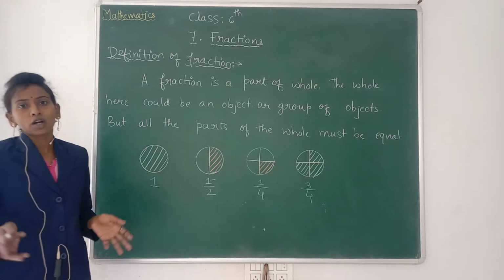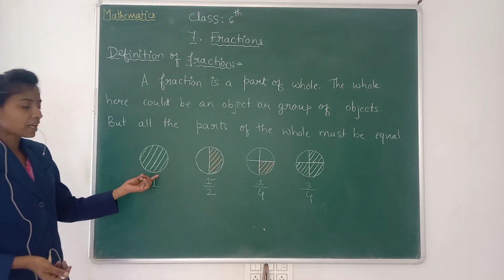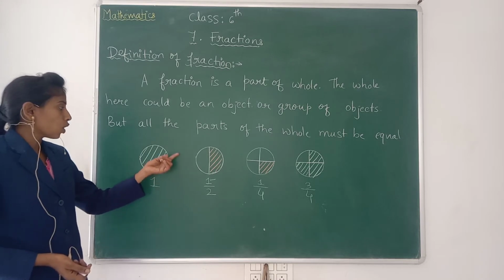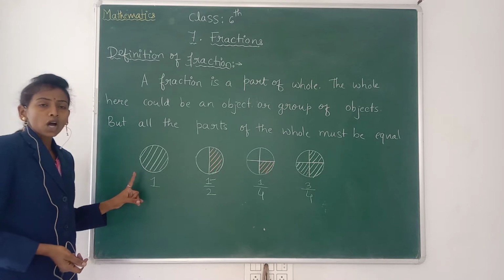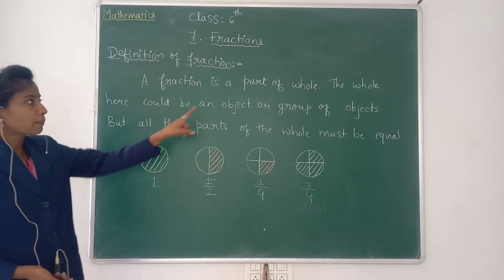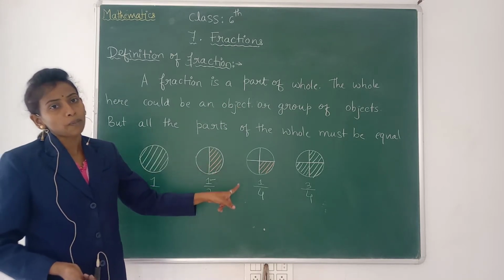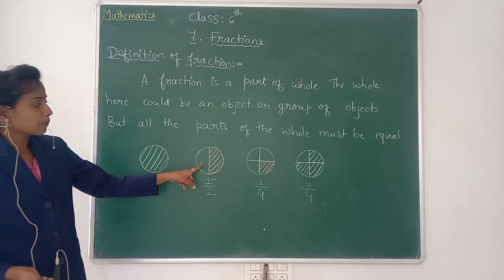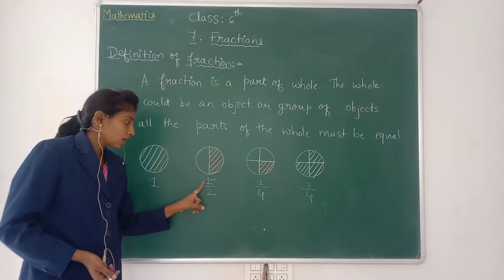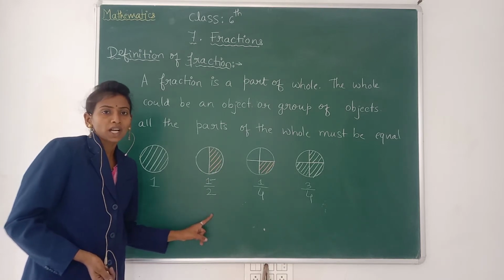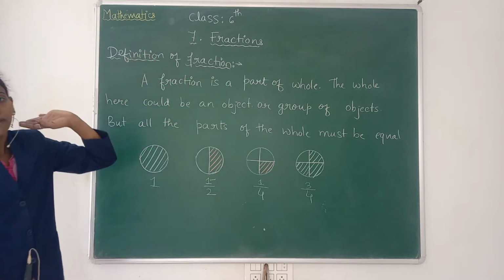Whole means it cannot be divided, so it is a complete figure. Here I have taken one circle. This whole circle is a complete circle, so this is called the whole. On this whole I have made parts. In the second diagram I have made two equal parts. In those equal parts, one part I have shaded. That is called 1/2. This 1/2 is called a fraction.